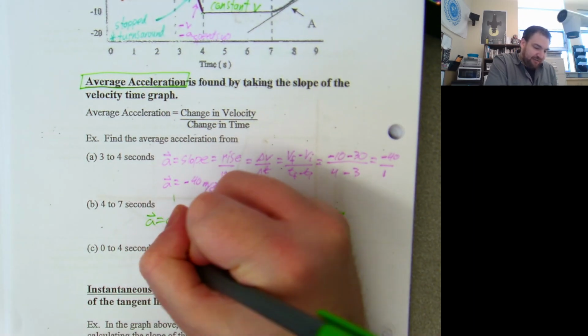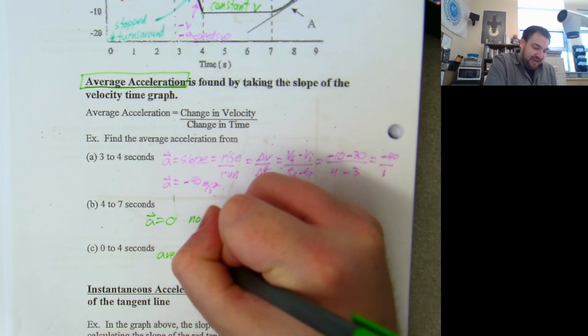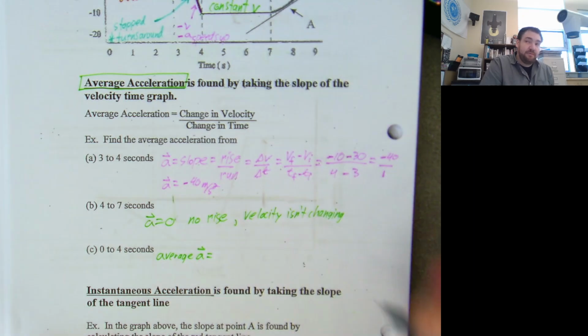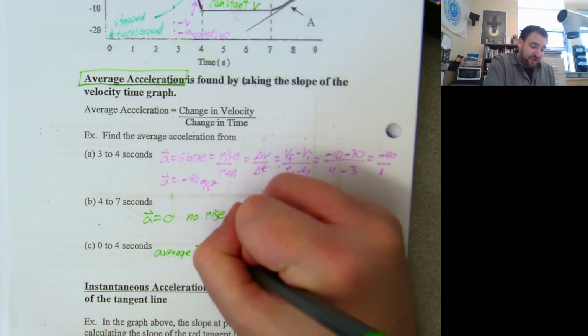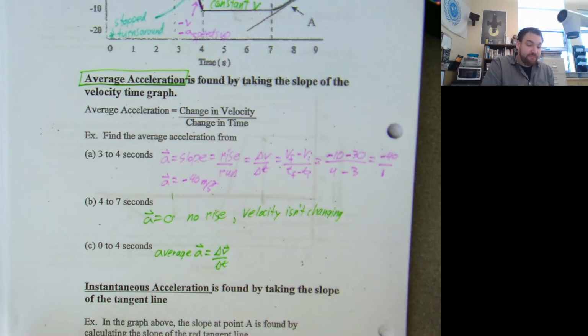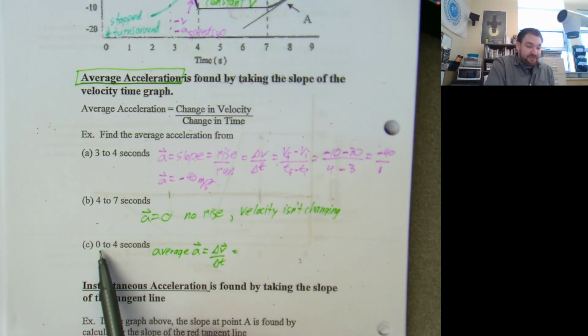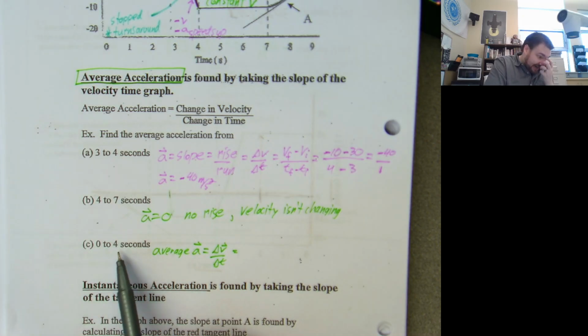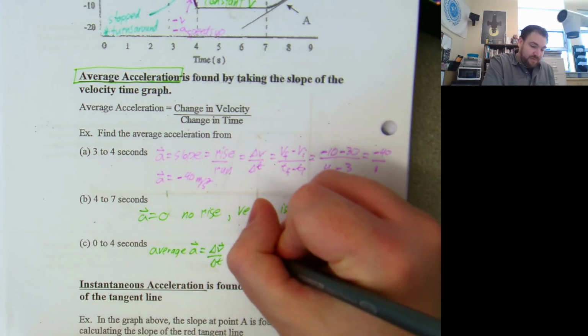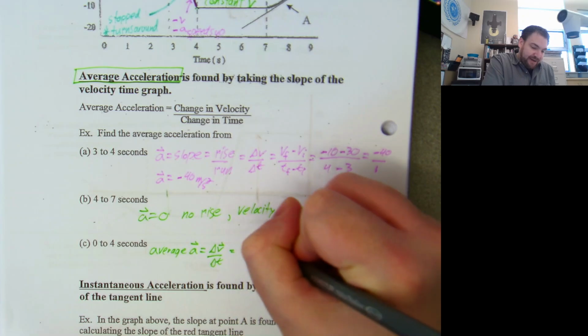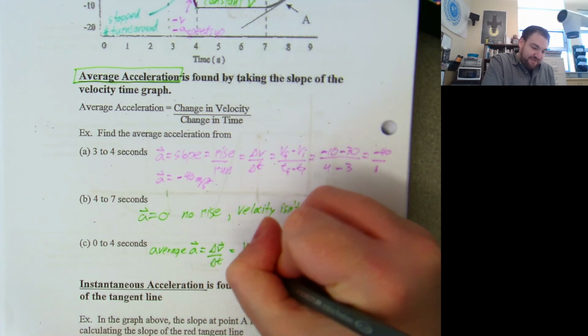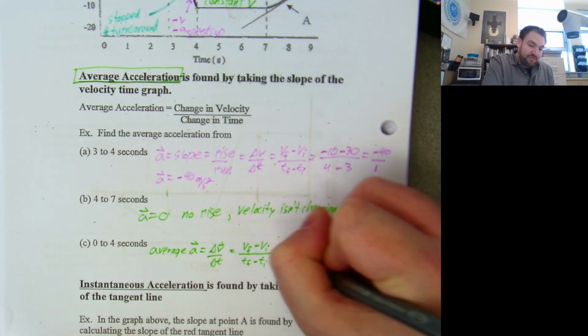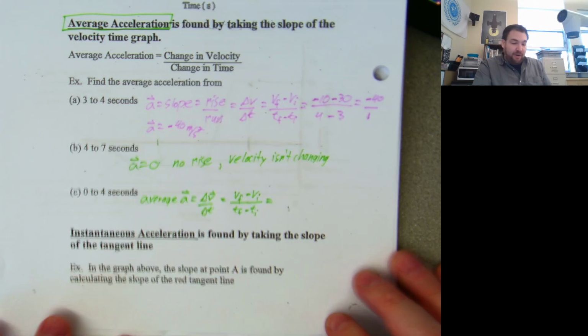If I wanted the average acceleration, we would do the same thing. We'd still look at a change in velocity over a change in time. And we'd say, okay, at 0 seconds, our initial velocity was 30. At 4 seconds, our final velocity was -10. So we'd have a v final minus v initial over t final minus t initial.